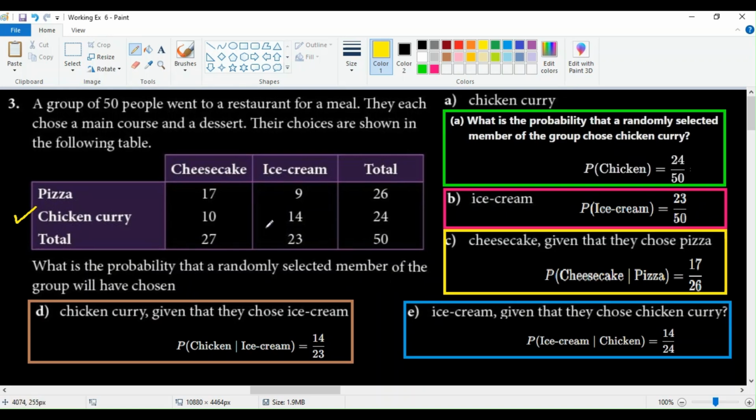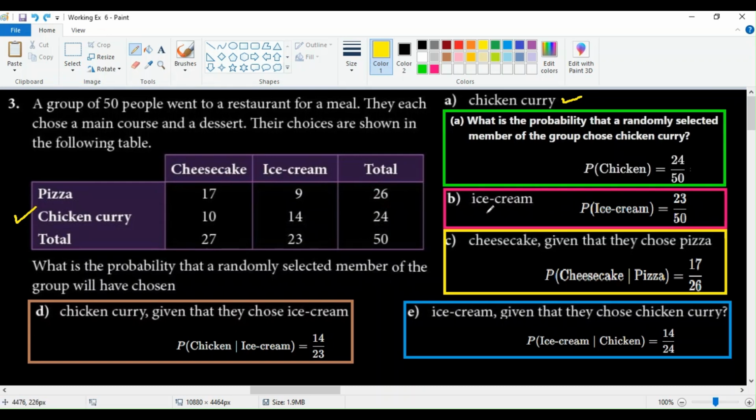Now, the first part of the question says, what is the probability that a randomly selected member of the group will have chosen chicken curry? That is going to be 24 over 50, because this 24 tells you that the answer is going to be 24 out of 50, because 50 is the number of total people.